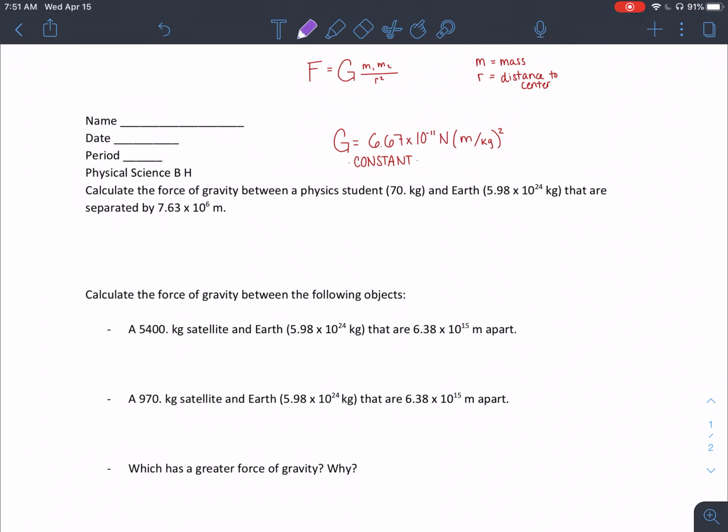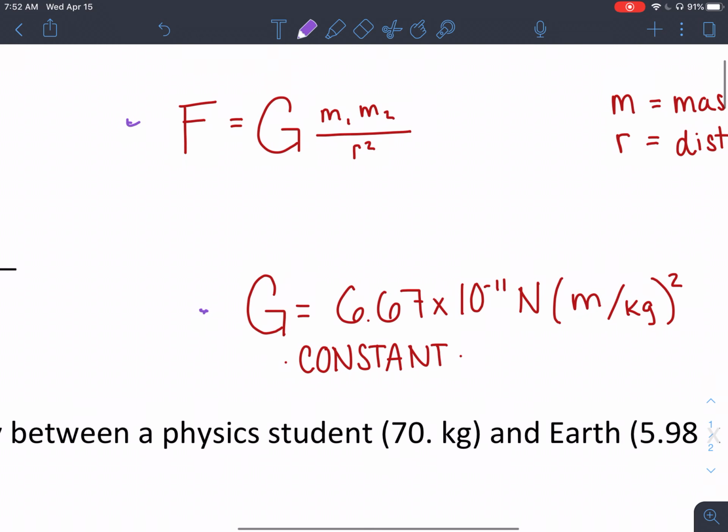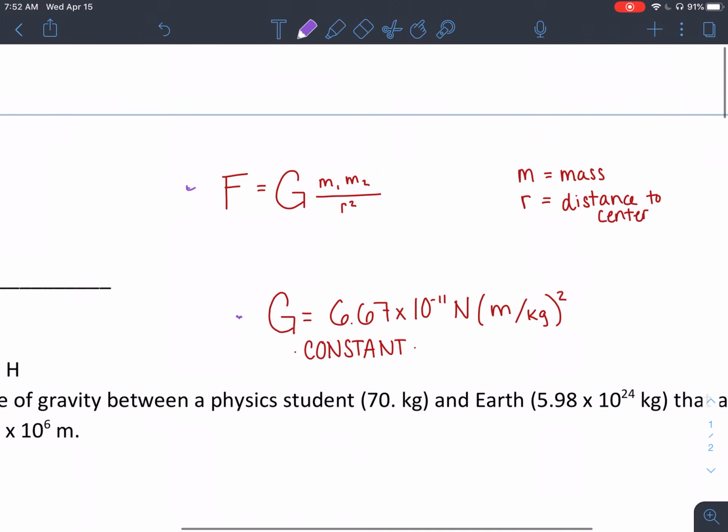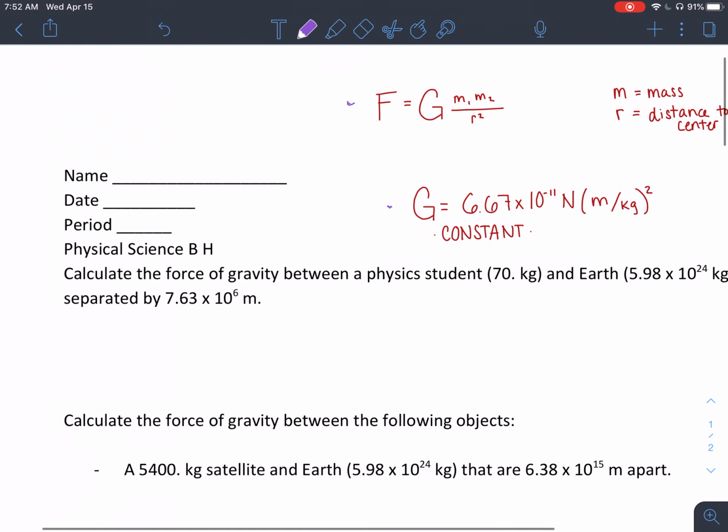Hey everybody, in this video we're going to walk through one of the problems from the gravity worksheet. So I wrote the equation and the gravitational constant at the top, and I want to remind you guys about the equation. We have the gravitational constant multiplied by the mass of the first object, the mass of the second object, and then divided by the distance between those two squared. Sometimes those little ones and little twos can be confusing.